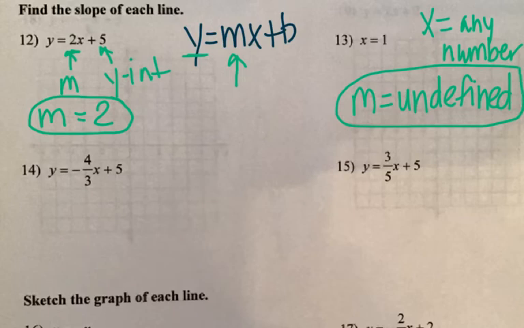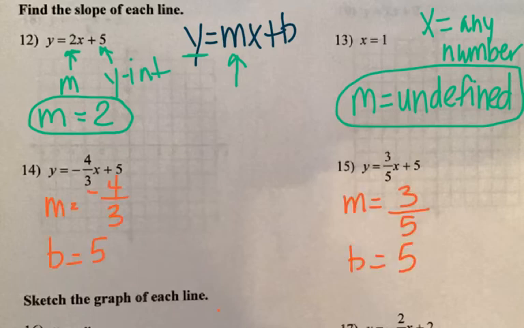So if you're asked to find the slope and your line is x equals and there's no y, then just write undefined. Now, I want you to pause your video and go ahead and write down the slope for number 14 and 15. Actually, go ahead and write the slope and the y-intercept.